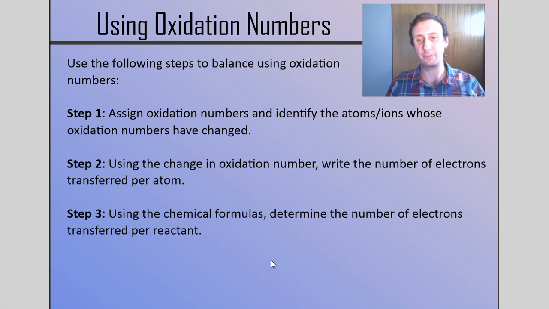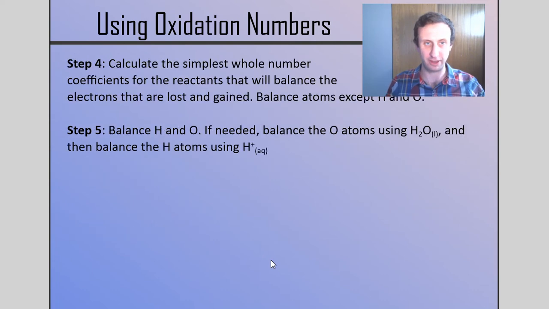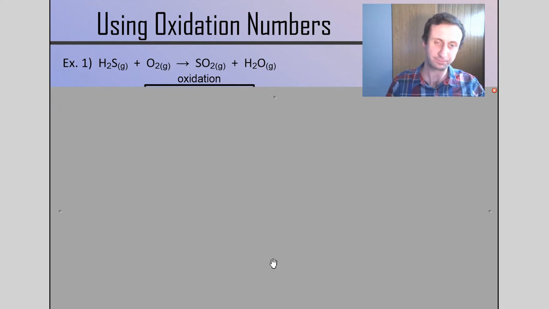Use the change in oxidation number, write out the number of electrons transferred per atom that is going through a change. And then we're going to actually figure it out not just for one atom, but for the reactant. And you'll see what I mean by that. And we're looking at reactants to start off. And then calculate the simplest whole number that makes it equal for the loss and the gain. And then afterwards, once we balance that, we work out oxygens with waters and hydrogens with H positives. But really, you're going to learn this through me showing you examples.